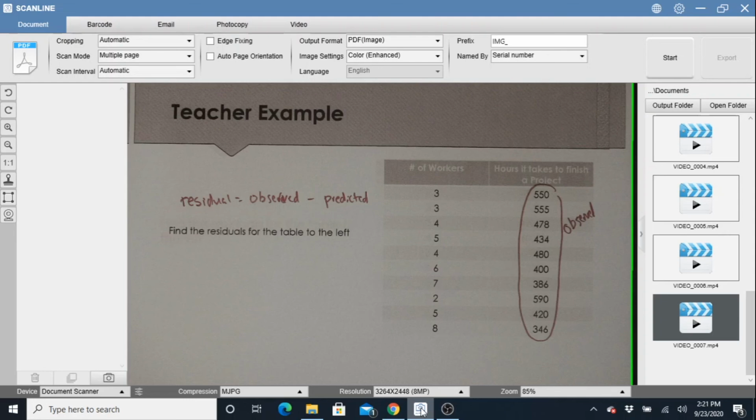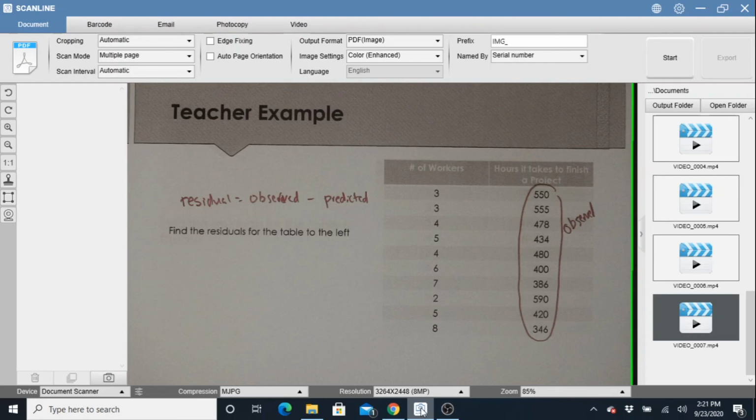And what it does here is it gives me the predicted values and the residuals. So basically, my prediction line tells me that at 3 workers, it should be 534.66978. And then the residual gives me 15.330218. Now, I could write all these down, but we're not really going to worry about writing them down on the paper.